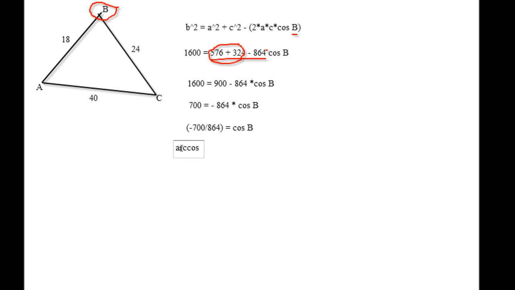So arc cosine of negative 700 divided by 864. Now some of you guys are probably wondering, wasn't the 700 positive and the 864 negative? Yes, when I divide, I like to keep the negatives up top, so it doesn't matter that you switch it from one to the other.